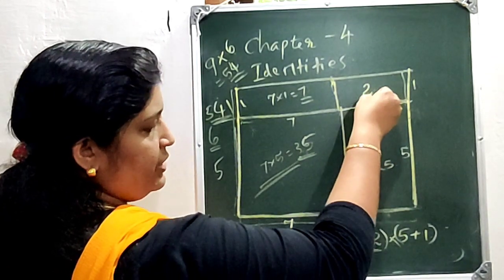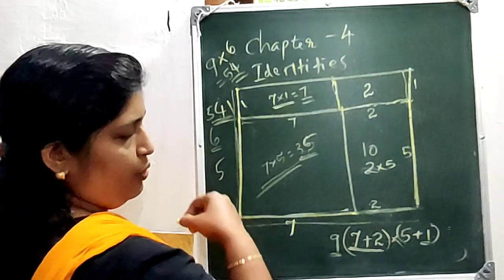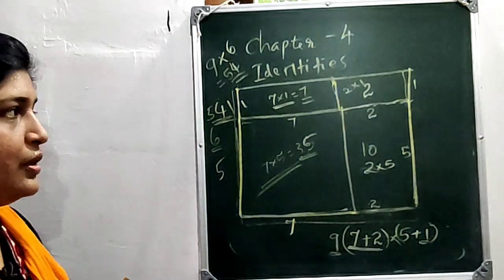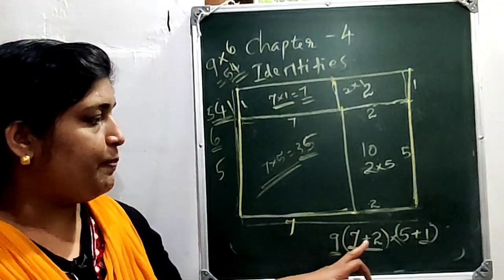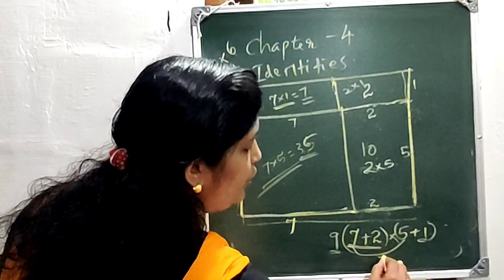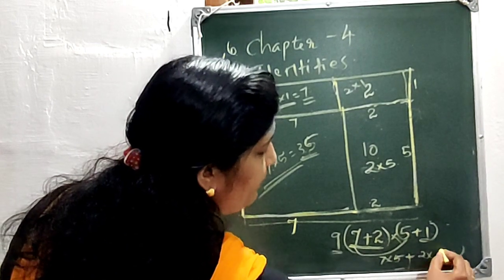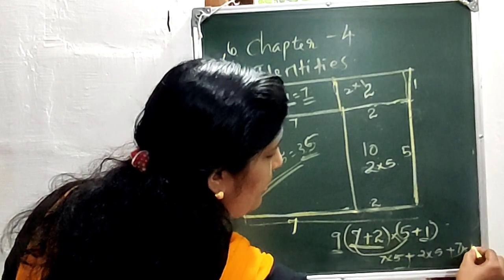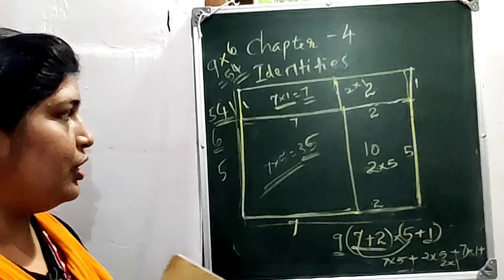Okay, then what about this one? This one is 7 into 1, and this one is 2 into 1. So this is actually the product of the sums: 7 plus 2 into 5 plus 1 is first 7 into 5 plus 2 into 5 plus 7 into 1 plus 2 into 1. This is what we did here.